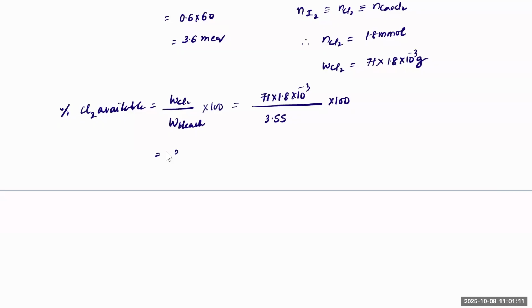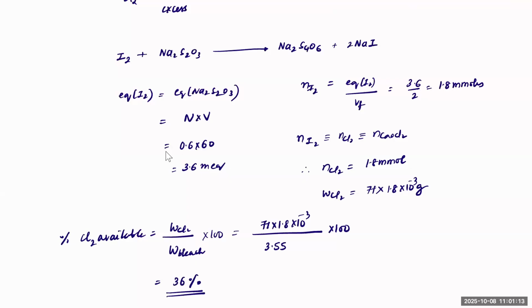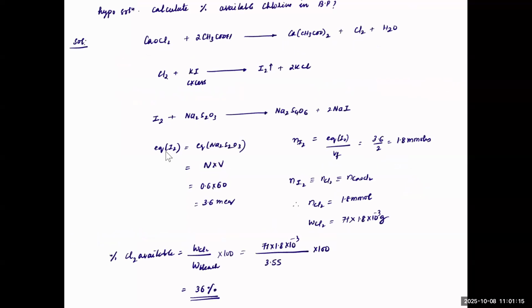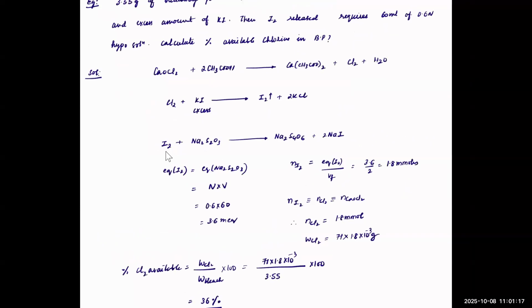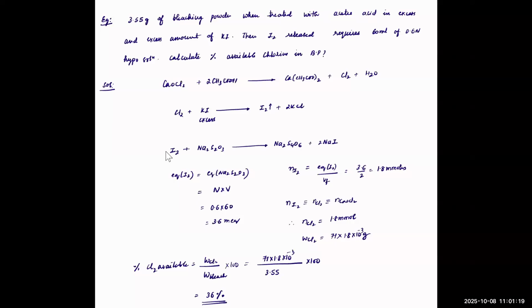This is coming as 36%. So that's how you calculate the percentage available chlorine. Clear? Please check once. Any doubt in that?